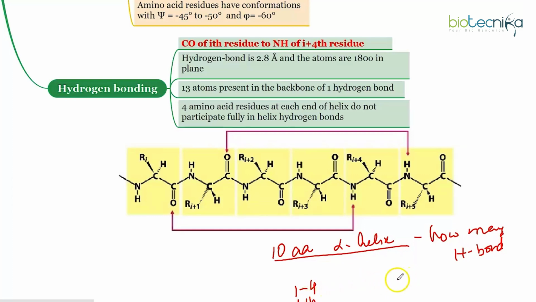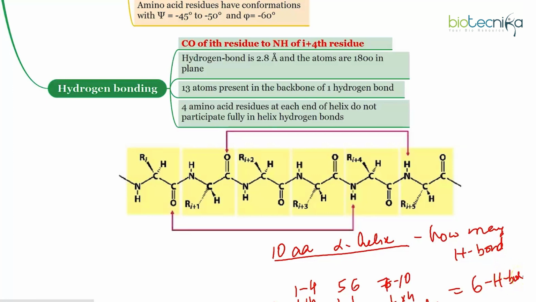Okay, the last 4 will also have half hydrogen bonds, that is 7 to 10. And 5 and 6 in between will have complete hydrogen bonds. So 1, 2, half into 4 is 2, half into 4 is 2. So 1, 2, 3, 4, 5, 6. The answer is 6 hydrogen bonds.